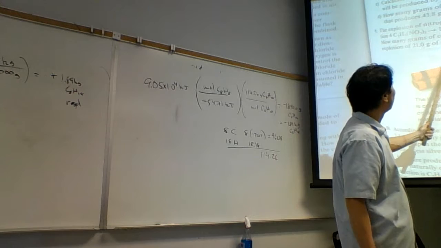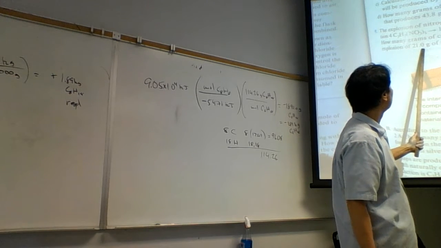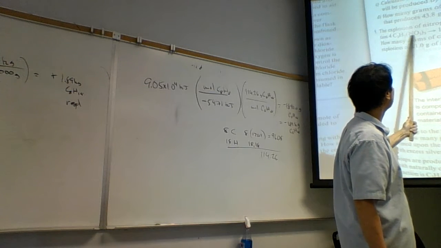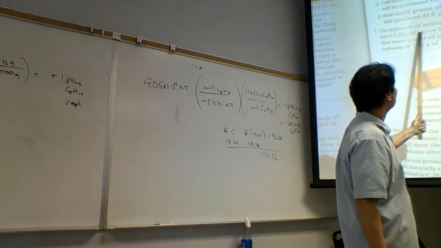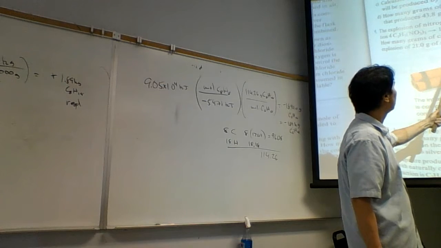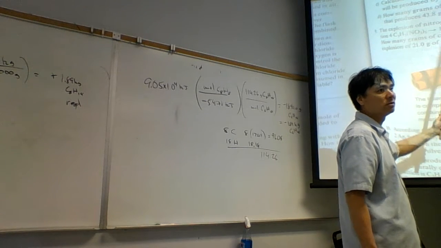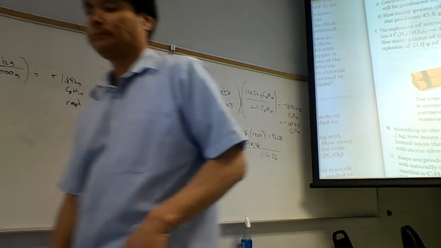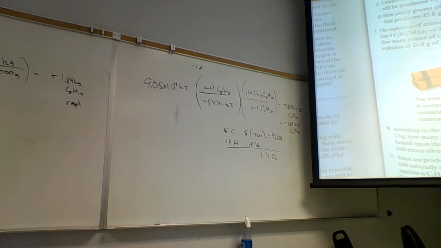How many grams of carbon dioxide are produced by the explosion of 21.0 grams of nitroglycerin? So we go from grams of A to moles of A here, to moles of B, which is CO2, to grams of B, CO2. So it's just a gram to mole, mole to gram conversion. So that's a representative example.